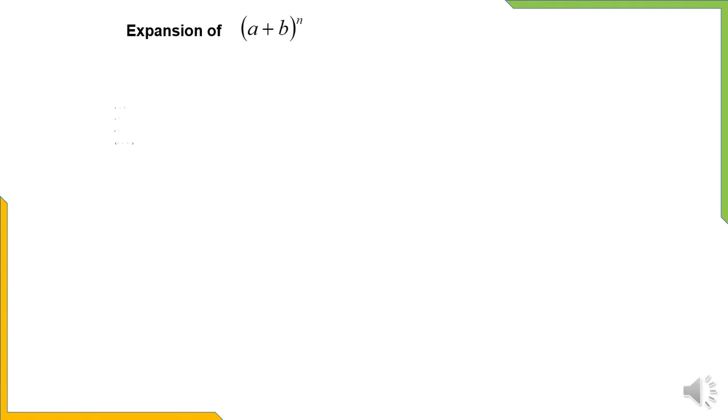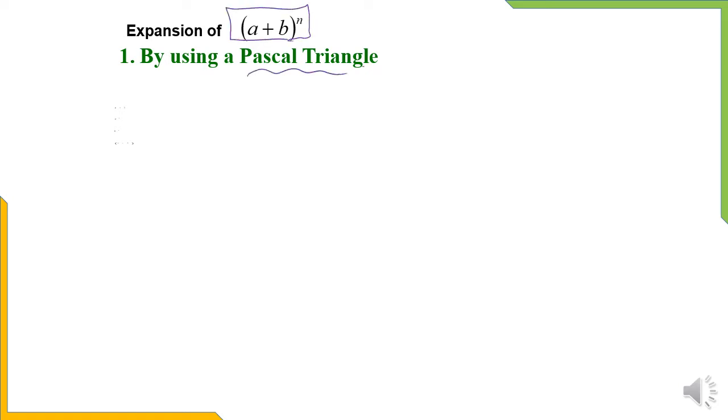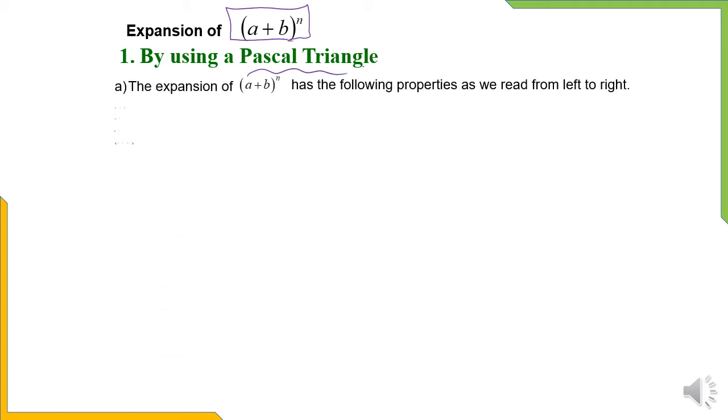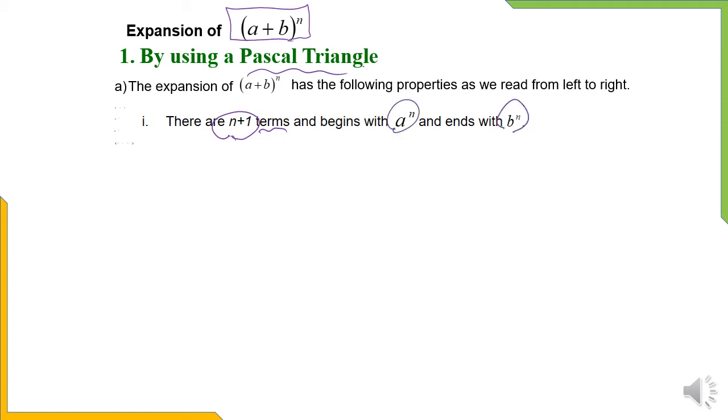So, expansion of (a plus b) to the power of n. There are two methods to find the expansion of this. The first one is by using the Pascal triangle. So this is done by Mr. Pascal. And then for this expansion, there are some properties that we can see as we read from left to right. The first property is there will be n plus 1 terms, which begins with a to the power of n and ends with b to the power of n.